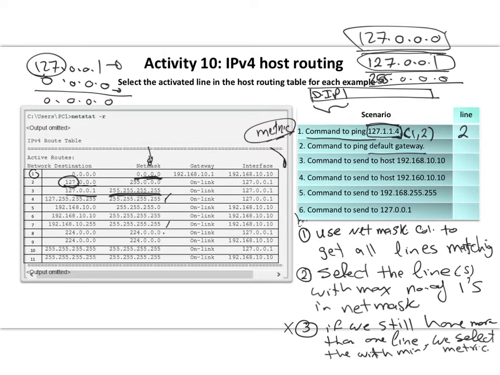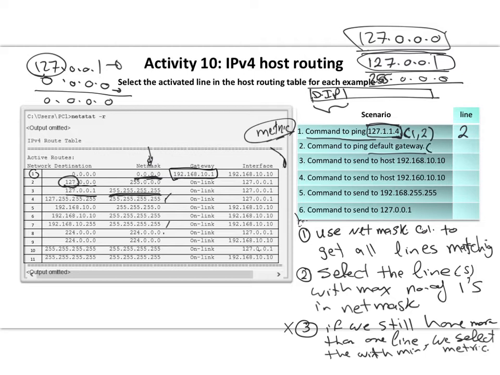10.1, yes, which is this one, because this one is the gateway column. And if the gateway column has an IP address, this means that this is the IP address of the default gateway. Otherwise, it should be on link. Is that clear? So the default gateway has an address of 192.168.10.1.